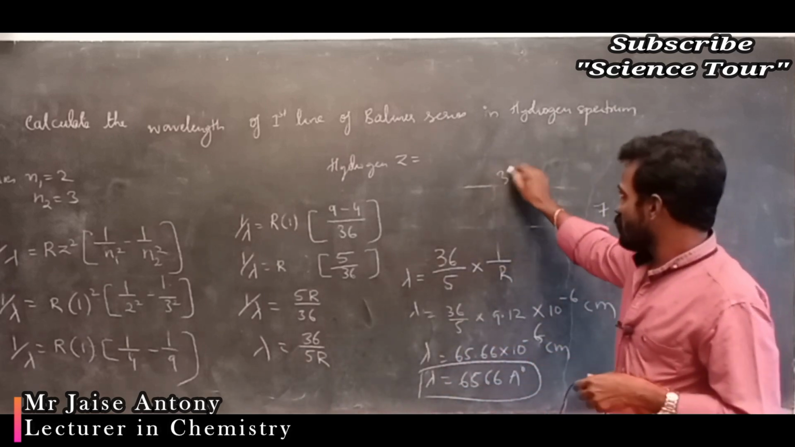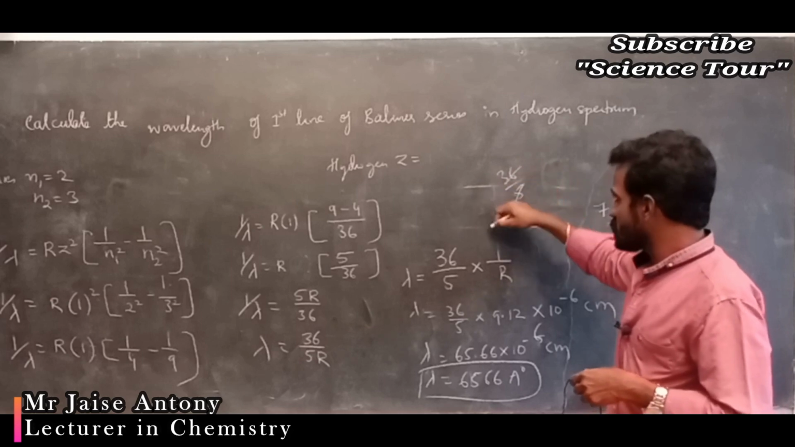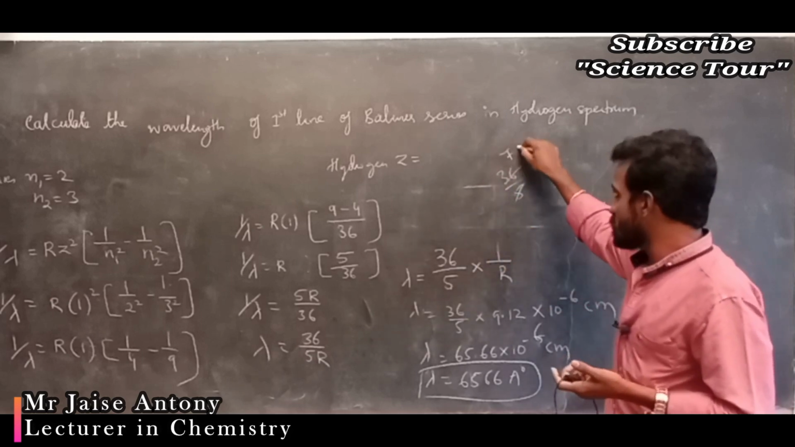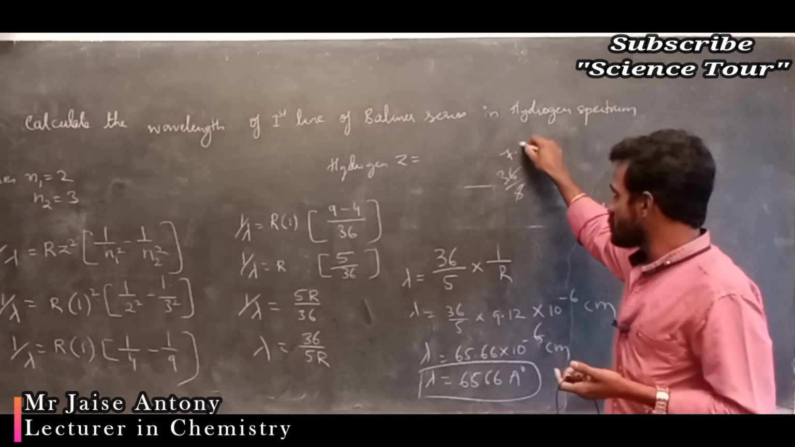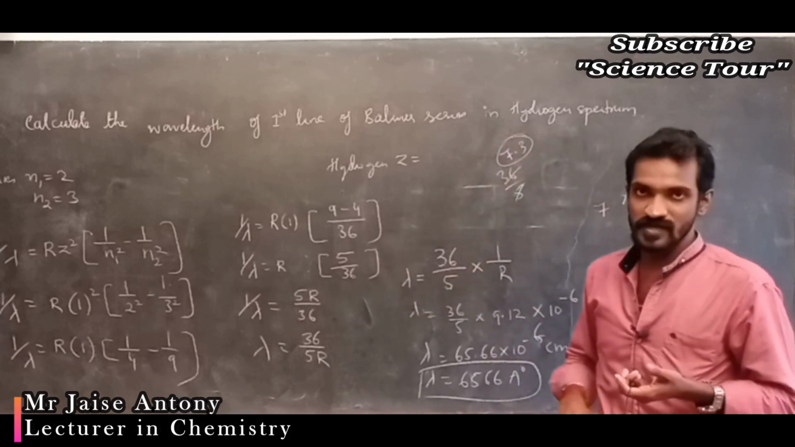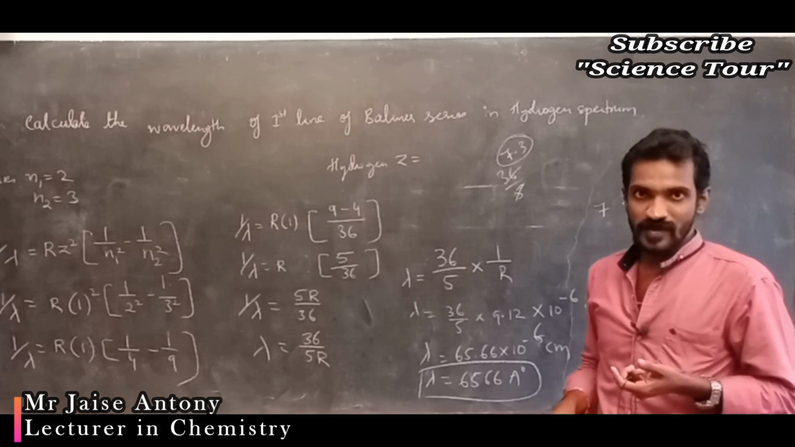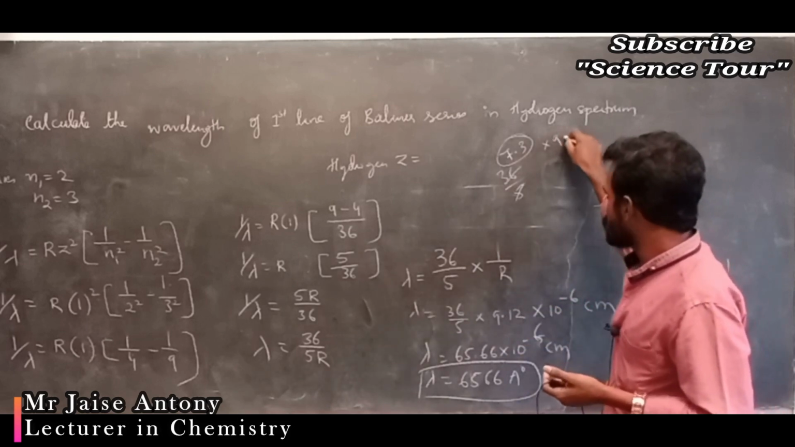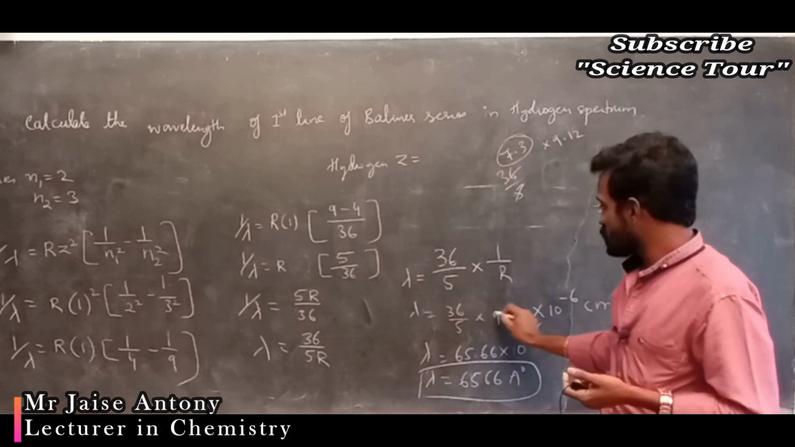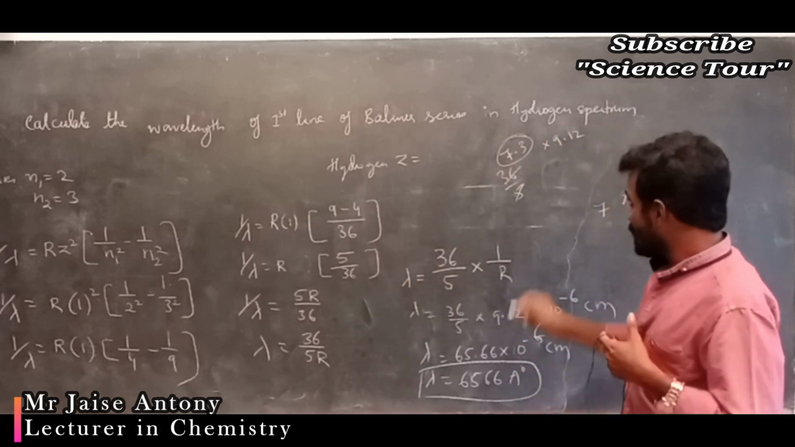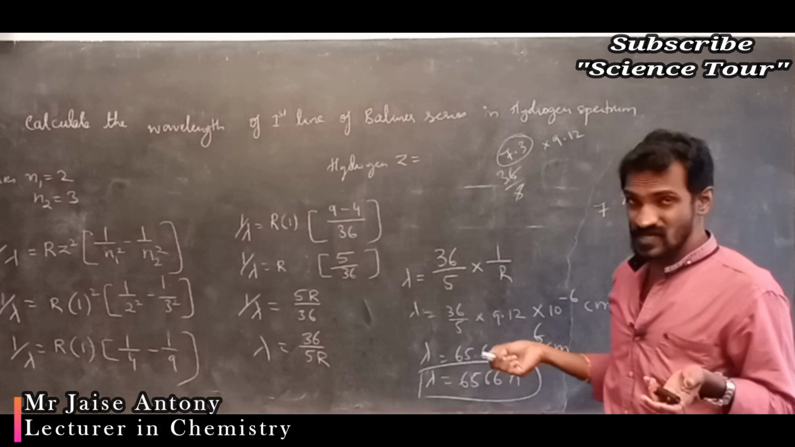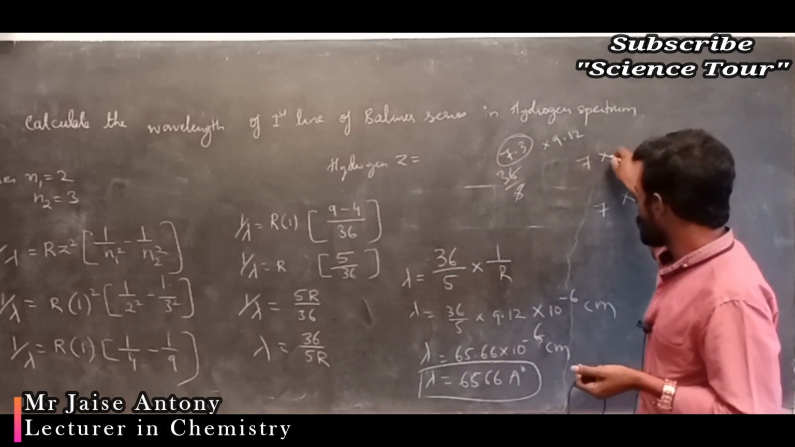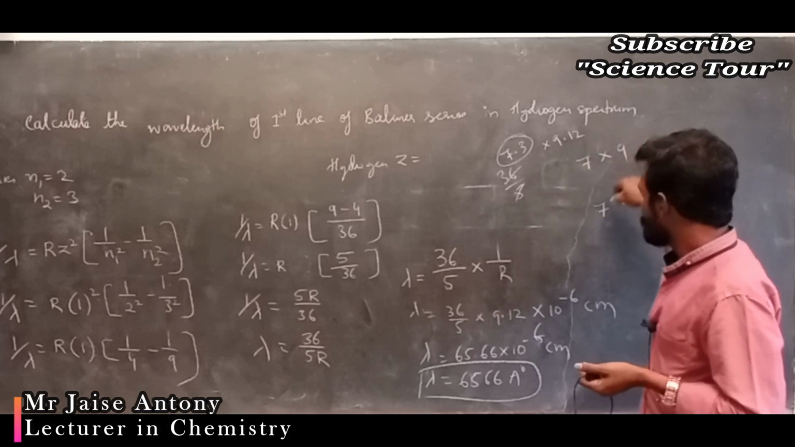36 by 5 is there, no? Just divide 36 by 5. 7 fives are 35, and here 1 remains, so it comes to about 7.3. Here 9.12 is there. This is 7.3 into 9.12. Multiplying these decimals takes too much time, my dear students. So you calculate directly 7 into 9.